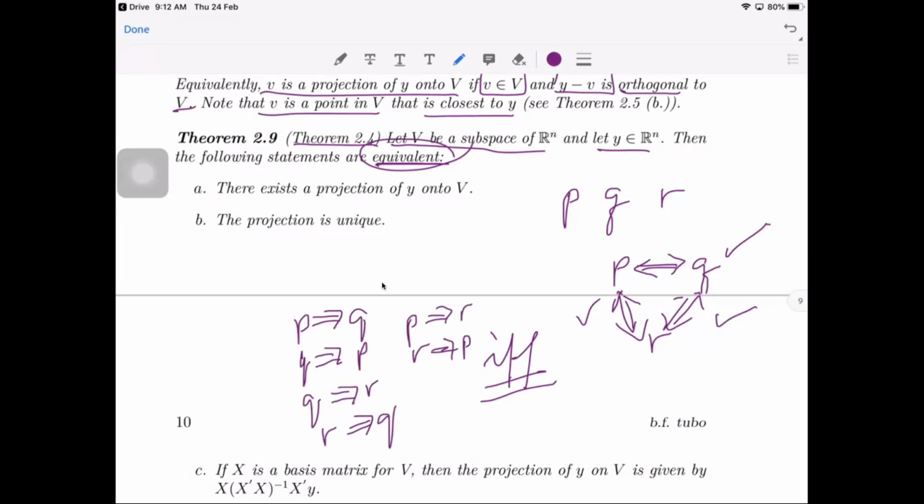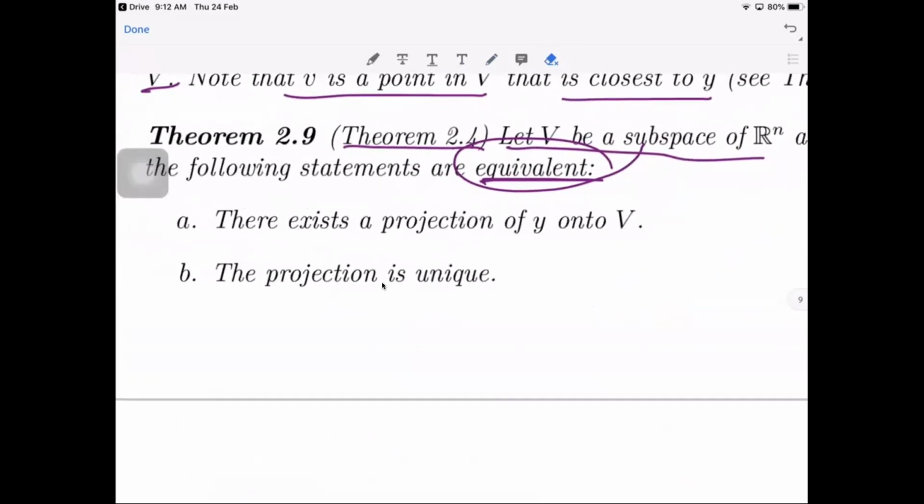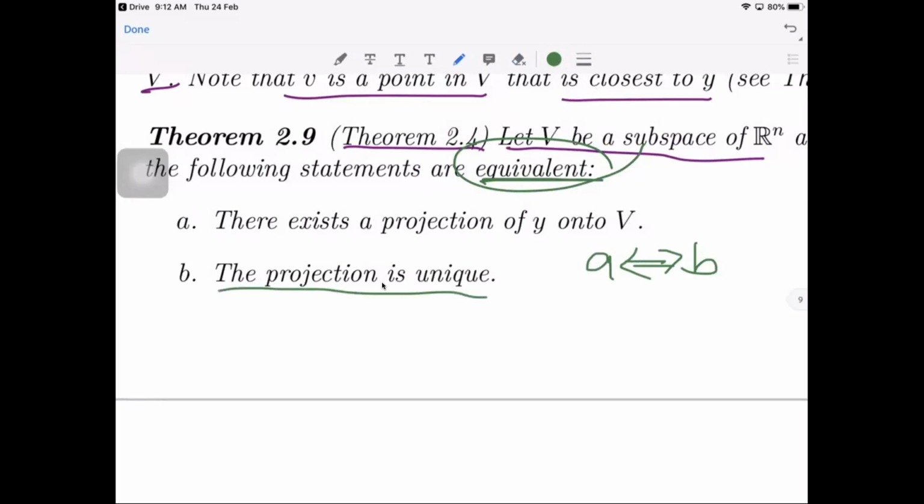So what are these equivalent statements? First, there exists a projection of Y onto V. Second, the projection is unique. So in other words, if there exists a projection of Y onto V, then the projection is unique. And the other way around, if the projection is unique, there exists a projection of Y onto V.